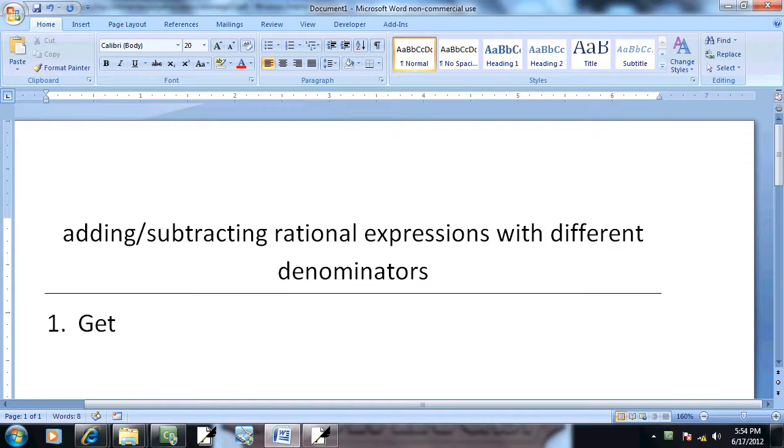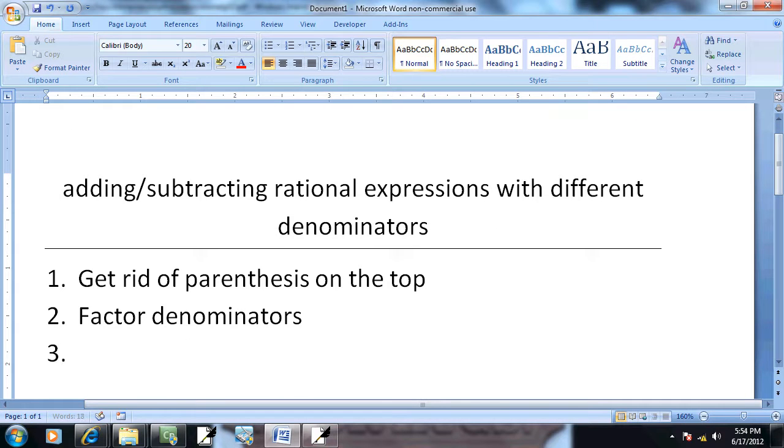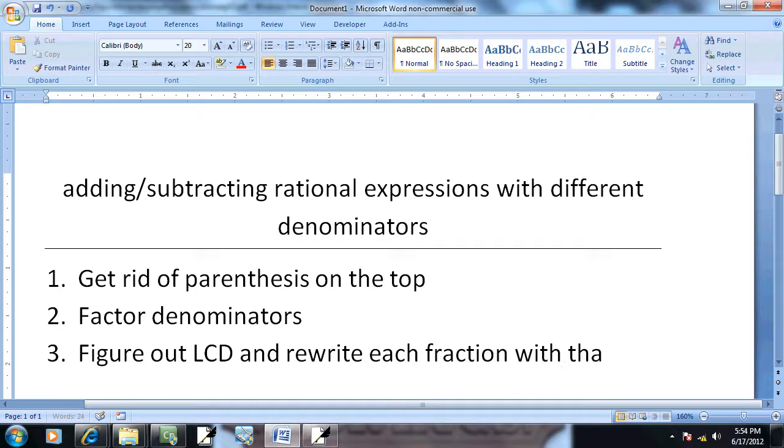Step 1. Get rid of parentheses on the top. This doesn't happen a whole lot, but occasionally you have parentheses in your numerators. Step 2, factor your denominators. Step 3, figure out the least common denominator and rewrite each fraction with that new denominator.